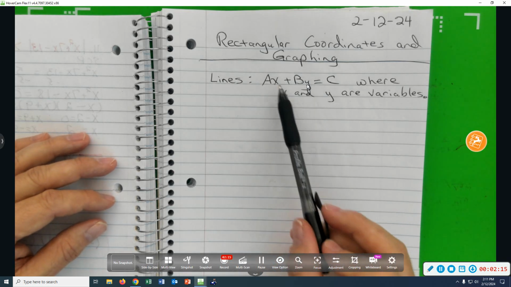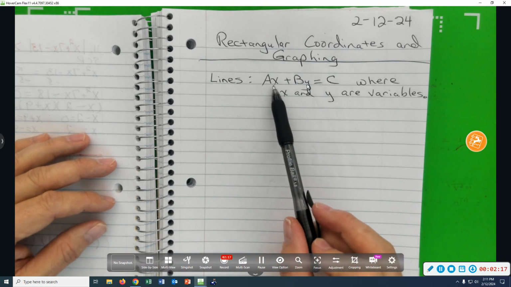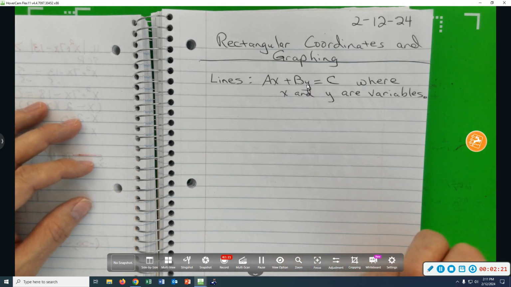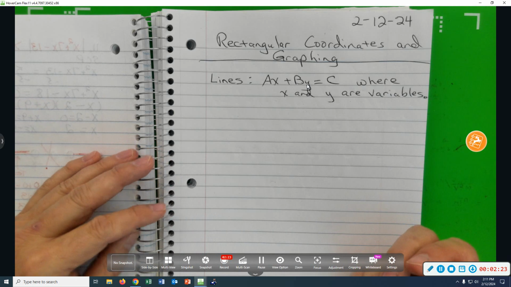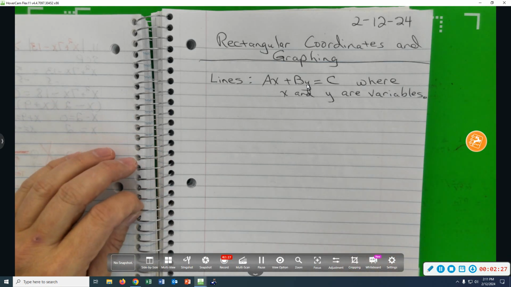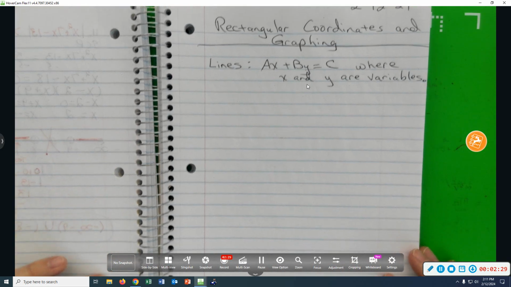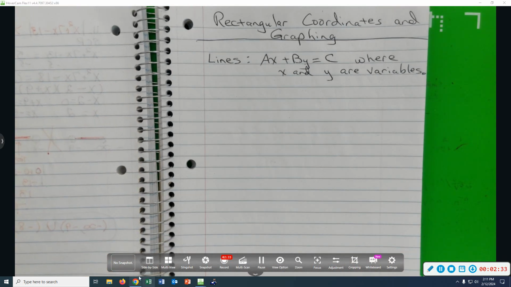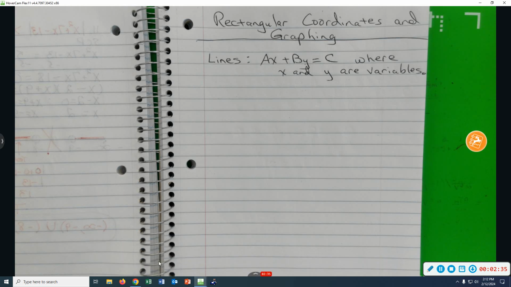And notice, for a line, there are no exponents appearing in the equation. There are no square roots. There are no absolute value expressions. It's just x's and or y's. And to illustrate, let's just look at number 1.